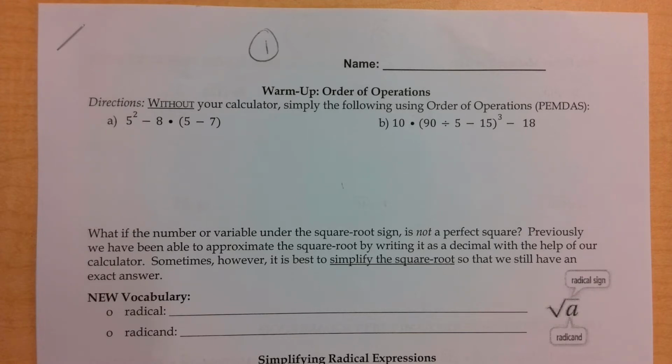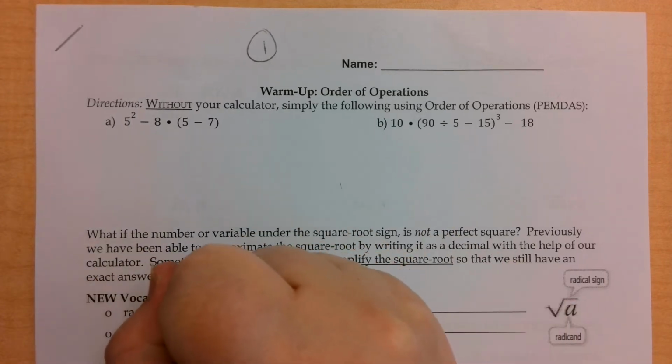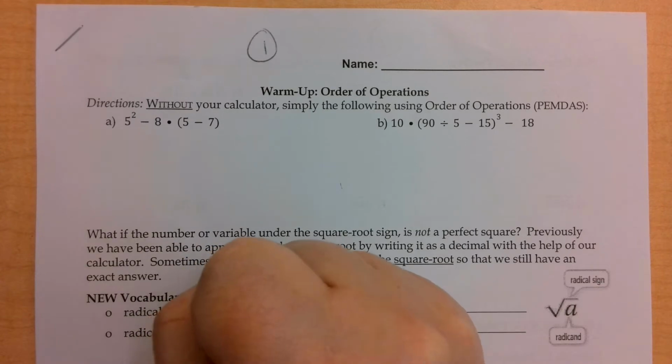Alright, what if the number or variable under the square root sign is not a perfect square? Previously, we've been able to approximate the square root by writing it as a decimal or with the help of our calculator. Sometimes, however, it is best to simplify the square root so that we have an exact answer. So a radical is the square root symbol.